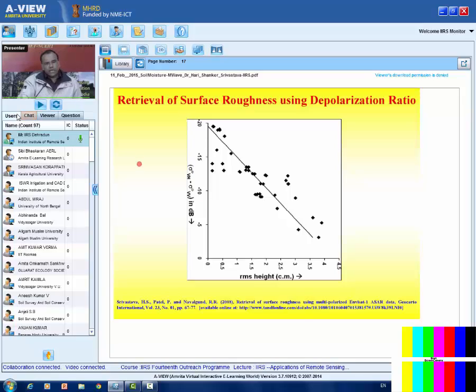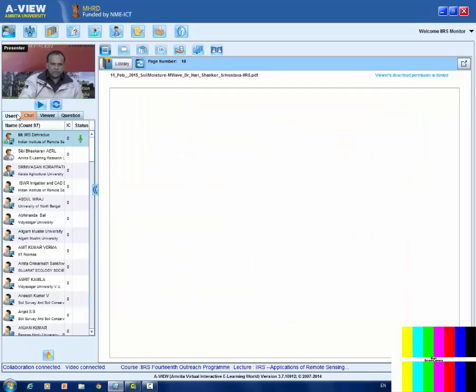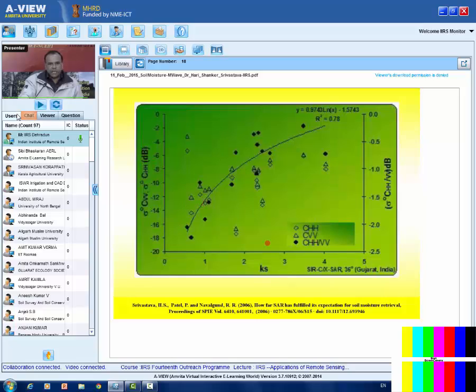Okay, so now we have three options. Depending upon the resources, depending upon the data availability, we can opt for any option. We can go for multi-incidence angle data, we can go for multi-polarized data, we can go for multi-frequency data, depending upon the resources and data availability. Here also you see, if I take the co-polarization ratio, then also it is showing a relation with surface roughness.